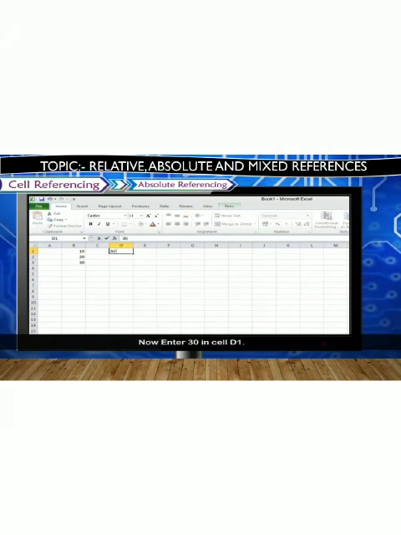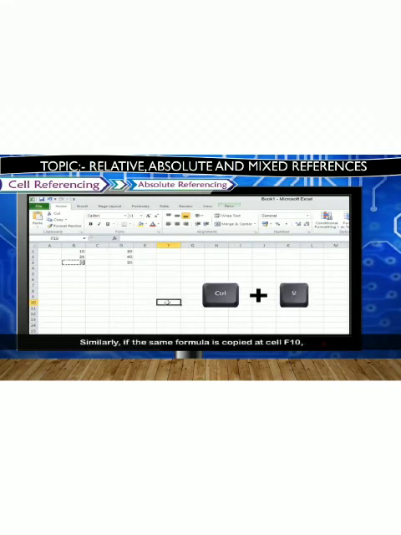Now enter 30 in cell D1. Enter 40 in cell D2. Now, if we copy the same formula of cell B3 in cell D3, it will display the sum of cells B1 and B2 instead of cells D1 and D2. The value of the formula does not change because of absolute referencing. Similarly, if the same formula is copied to cell F10, it will still display the sum of cells B1 and B2 instead of is equal to F8+F9.